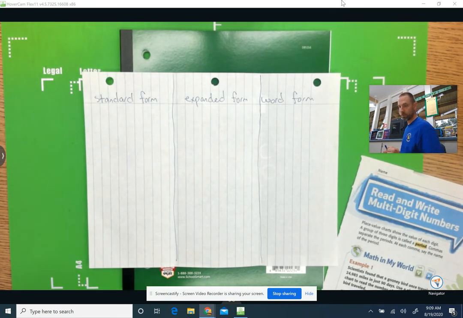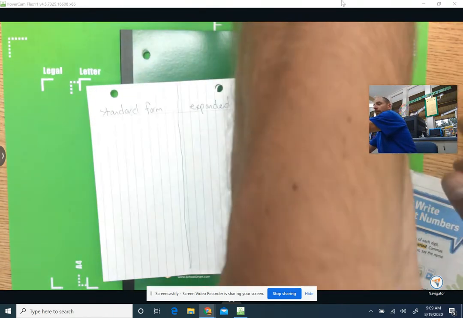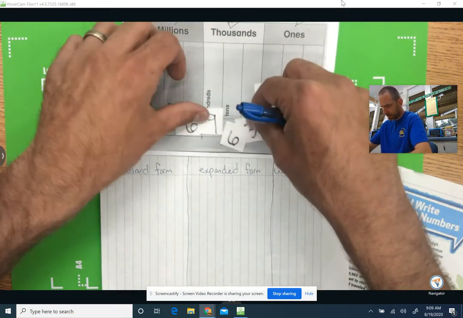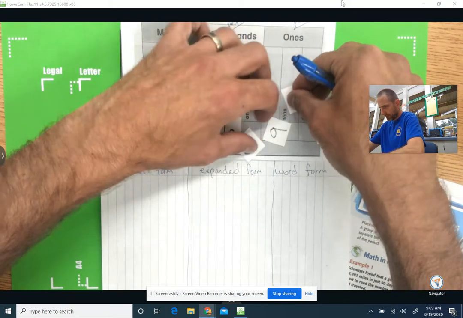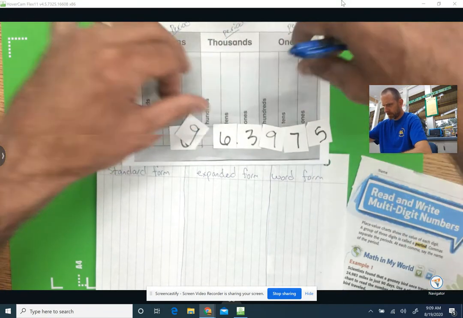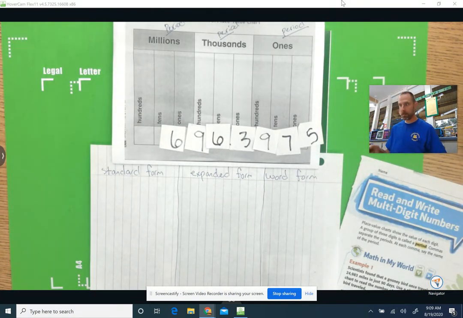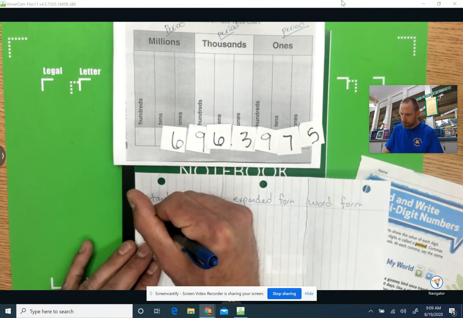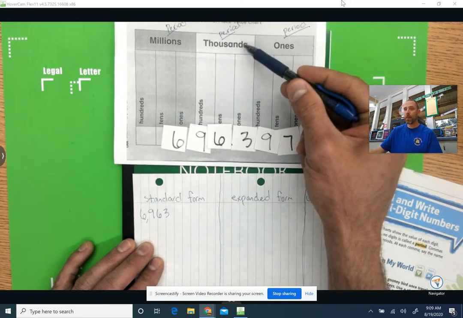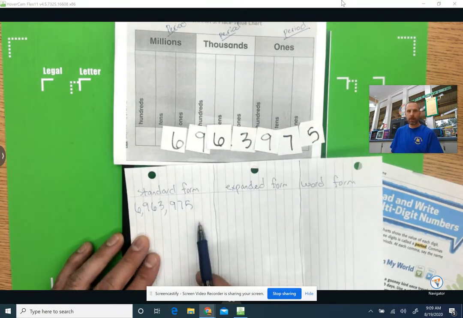Okay, so you're following along with this standard form. Let us see here. Let's take our number that we built. All right, this is a huge, huge number. I'm going to try to keep it in order here. 6,963,975. Hanging with me here, kids. Hanging with me. And so we can start building this number. Let's do it, right? 6,963,975. Standard form. Write that under that standard form.